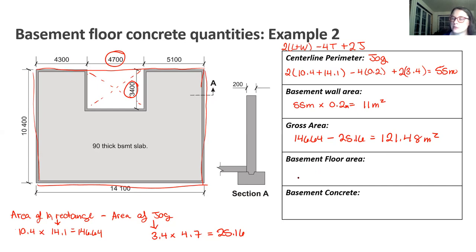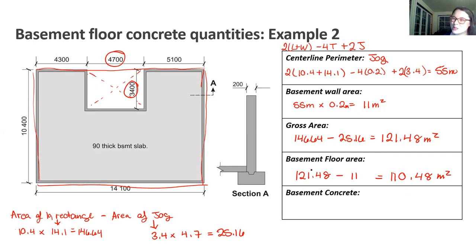So now we need the basement floor area. So we're going to do the gross area, what we just calculated, 121.48. We're going to subtract the walls, which are 11, which leaves us with 110.48 meters squared.